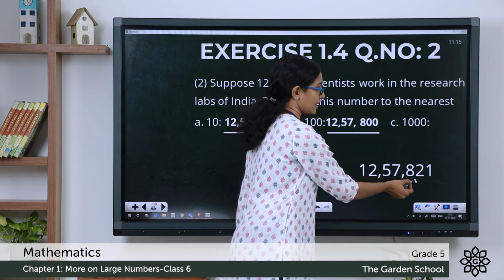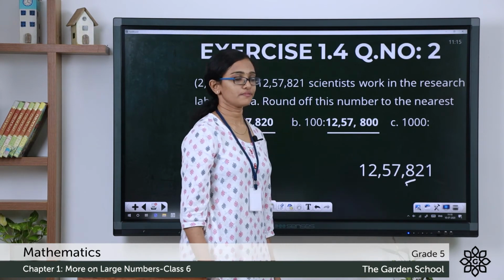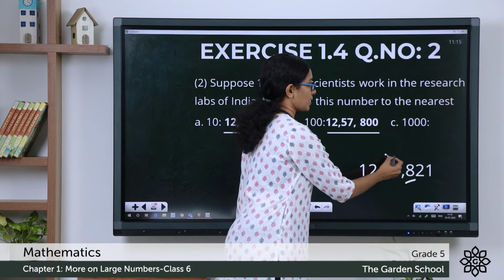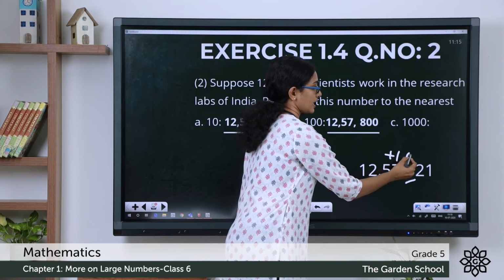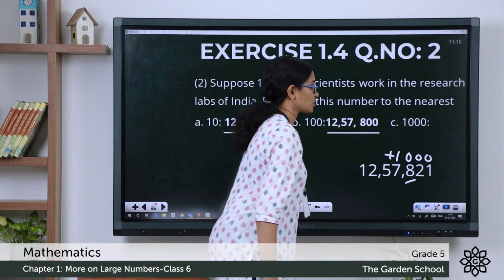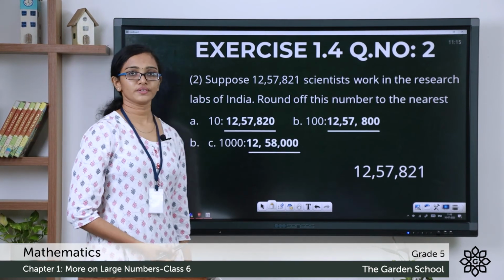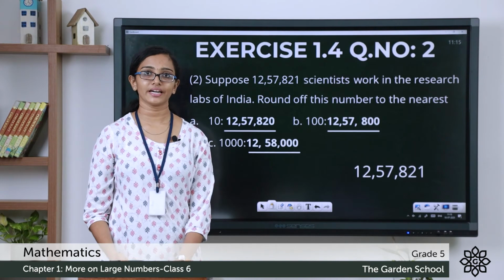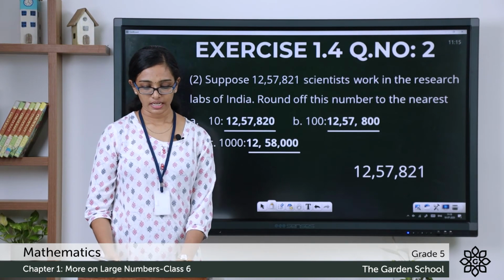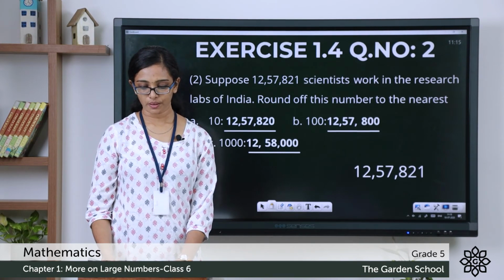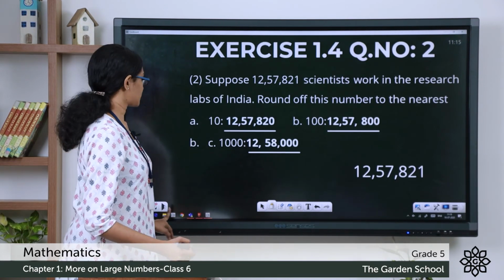To the right of it we have 8, which is more than 5. So we have to add 1 to the rounded digit and change all the other digits to 0, which will give you the answer 12,58,000. Hope your answers are correct. Now the next question. Complete the table by rounding off the numbers to the nearest 10, 100 and 1000.